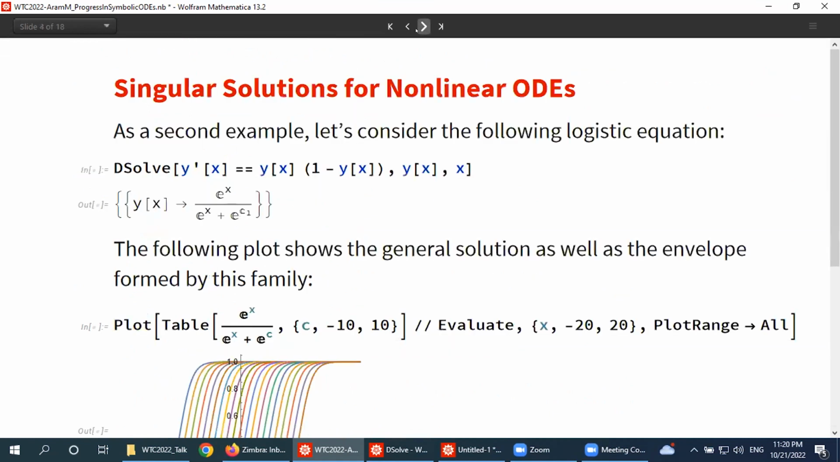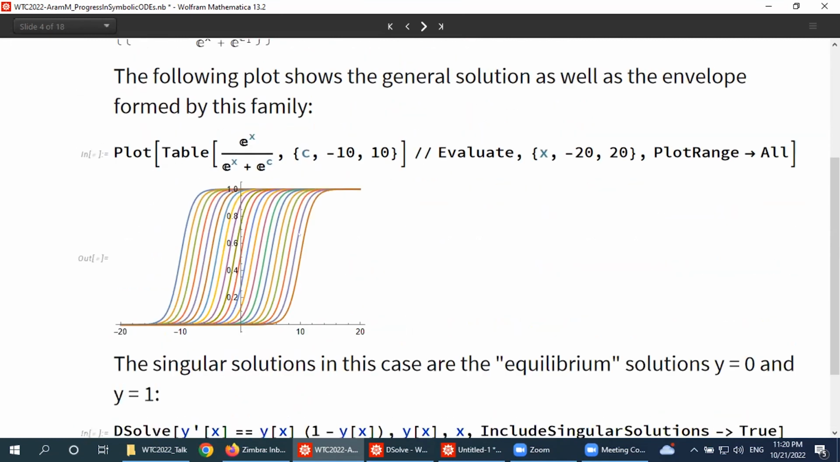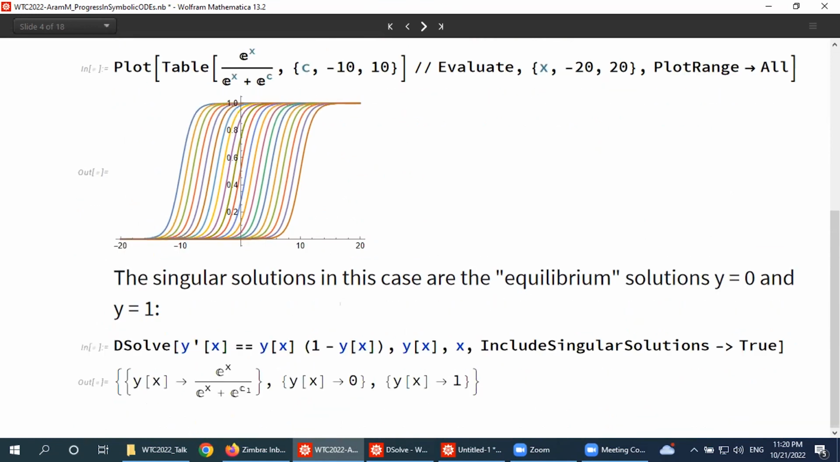And here is another example. Let's try to solve the following logistic equation. This is the general solution of the equation, and it again contains the constant parameter C1. Again, we can plot the family of these solutions for various values of the parameter C1. And as you can see here, we have two envelopes, or we can say two equilibrium singular solutions, y equal to 0 and y equal to 1. And again, with the option IncludeSingularSolutions True, we will get both singular solutions together with the general solution.